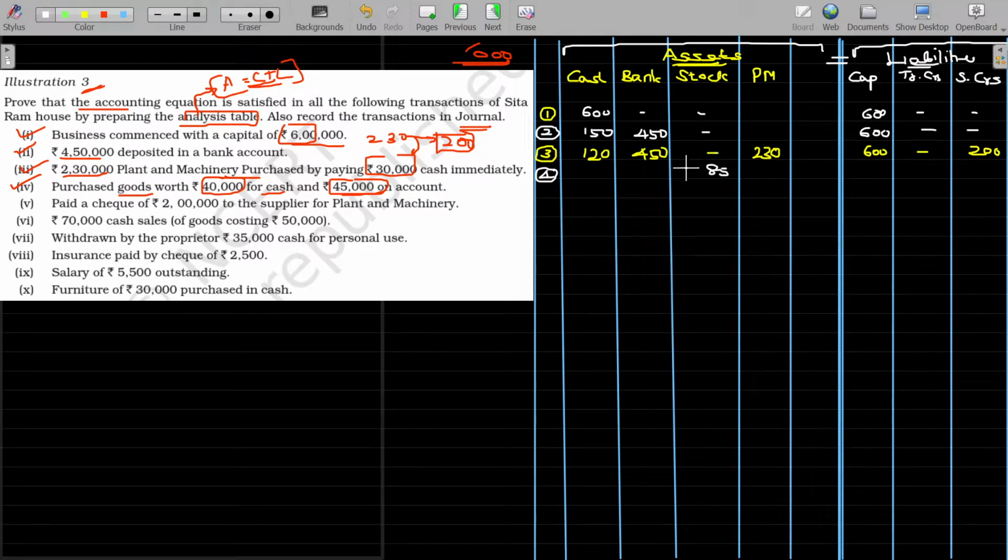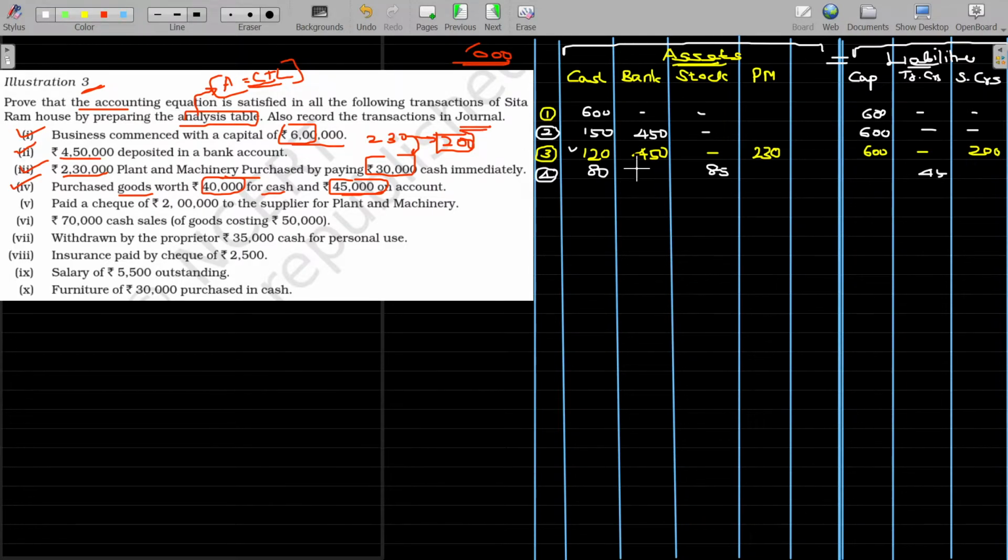For that, 40 is immediately paid by way of cash, meaning already I have 120 rupees cash. Because of this payment, the cash balance decreases to 80. And then on account, meaning on credit, I have to pay the money to them. So automatically it becomes trade creditors. Because of the trading purpose, if I find some party to whom I have to pay money, automatically that party is named as trade creditors. So here the trade creditors being 45.